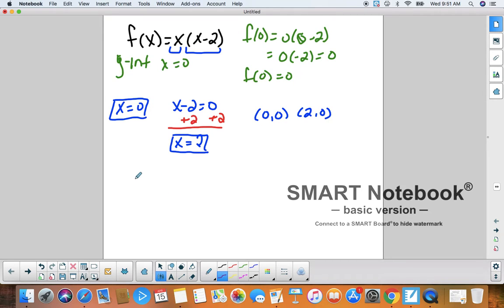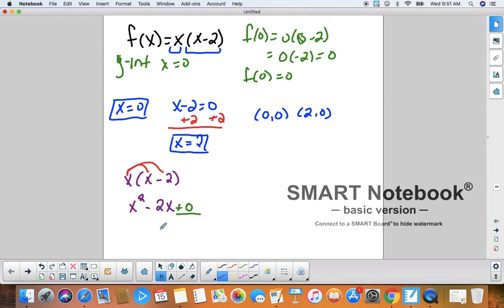Typically, we would like this in standard form so that we could tell what the a value is. So I am going to go ahead and do the distributive property to get this into standard form. So my distributive property means I'm going to multiply everything in the parentheses by the x that's in front of the parentheses. So I am going to get x squared minus 2x. That is now standard form.